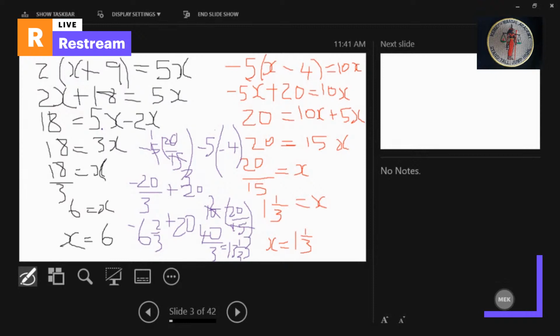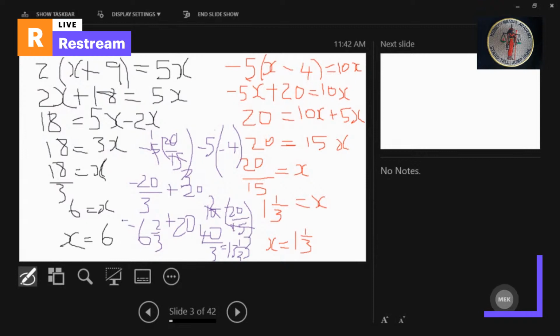So I decided to move the 2x from the left to the right, and it's going to become a minus 2x. So the 18 remained on the left. So the 5x minus 2x, that gives 3x. And then to isolate the x by itself, I'm going to need to divide the 18 by 3. So 18 divided by 3 is 6.